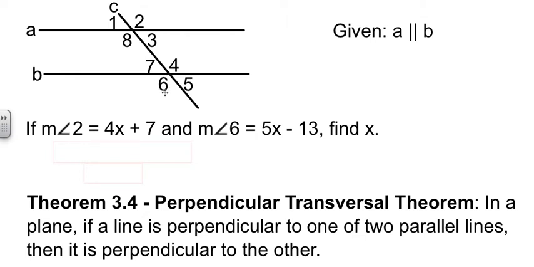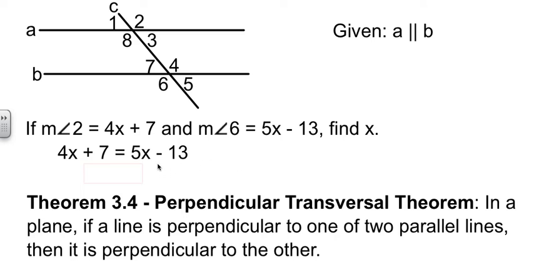2 and 6, they're both exterior angles, and they're on opposite sides of the transversal, so these are alternate exteriors. And our theorem from the previous page, theorem 3.3, says that alternate exterior angles are congruent. Okay, that's the kind of thinking you're going to have to go through. What is the relationship between the angles? Which theorem applies? So we decided that they're congruent. That means they're equal to each other, so that gives me the equation to use.